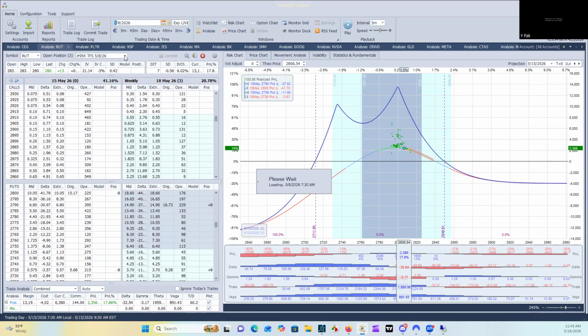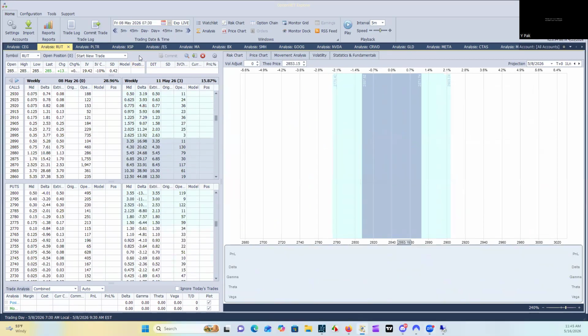Okay, we have to wait for this. This is Option Explorer. You can do a lot of back testing and keep a record of all your trades, which I already talked about in the other video.